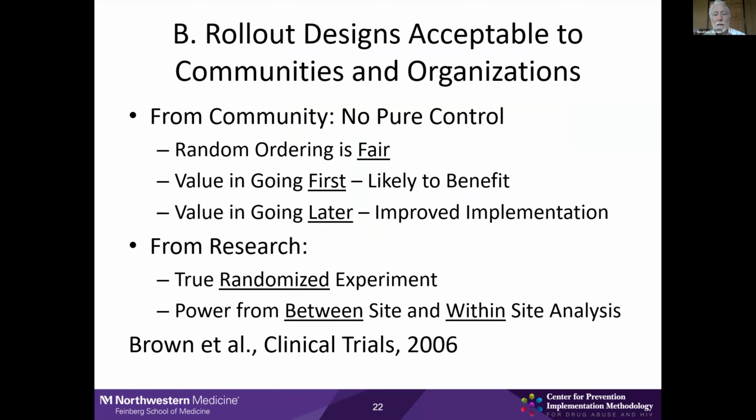So rollout designs tend to be acceptable to communities and organizations. People we've talked to like the idea of rollout better than stepped wedge anyway. It's a much less difficult term to try and deal with. But communities really generally like it because there's no pure control. There's no conditions that never get the new implementation strategy that you think is going to be useful, and therefore you don't get the potential benefits in it. Randomization and the ordering is fair.